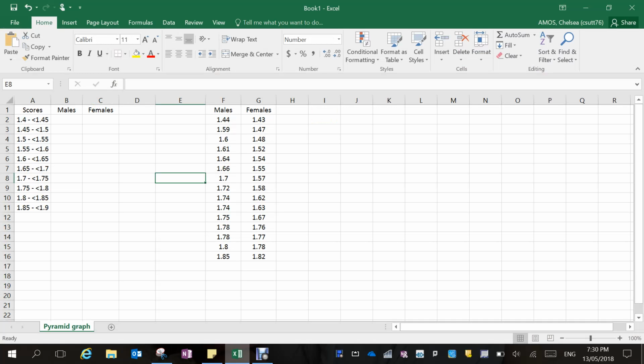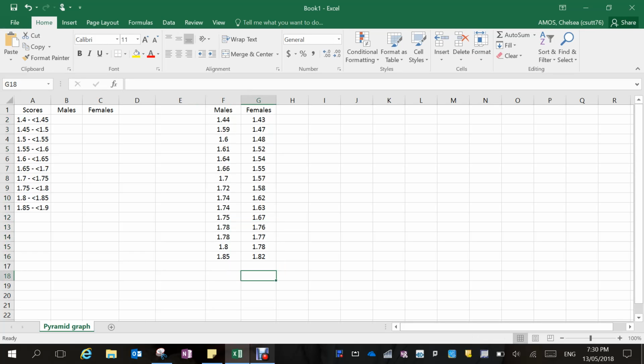Hi there. Today I'm going to teach you how to create a pyramid graph using Excel. Now, the reason we use pyramid graphs is when we're comparing two different types of data. In this case, we're looking at male and female student height.